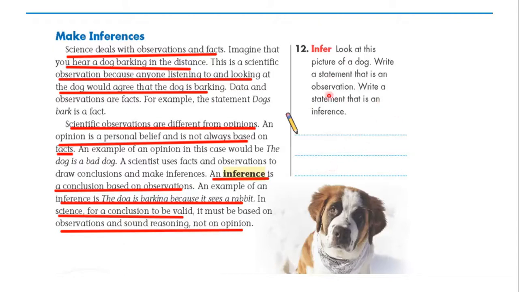Who can read question number 12? Okay, infer. Look at this picture of a dog. Write a statement that is an observation. Write a statement that is an inference. Yes, the dog is outside. This is a statement of observation. We see that the dog is outside, not inside. Now, inference: the dog is cold, so the dog is barking.